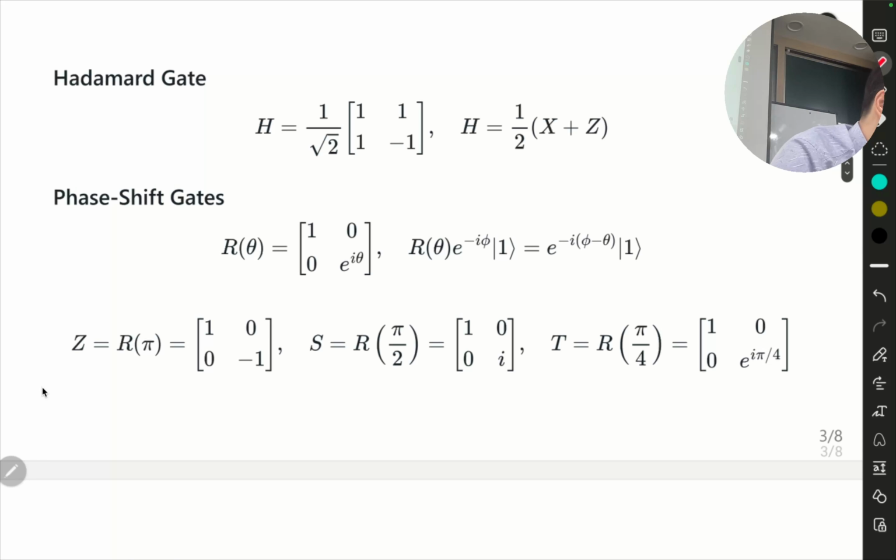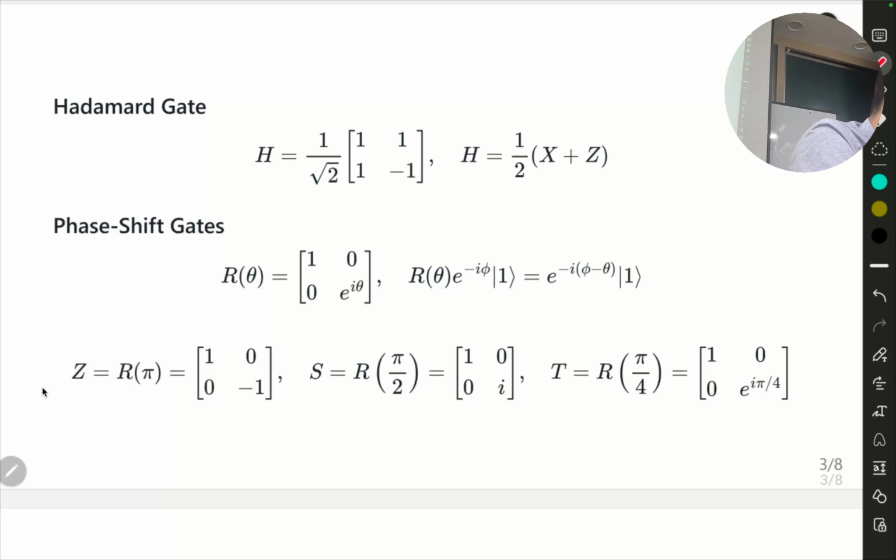Okay, so other gates are Hadamard gates, and this is a very important gate. This is basically sending ket 0 to ket plus and ket 1 to ket minus. And you can represent this as a 2 by 2 matrix like this, or you can represent it as a sum of two gates, X and Z. So for this lecture, we're going to try to represent an operator like H as a linear combination of other gates.